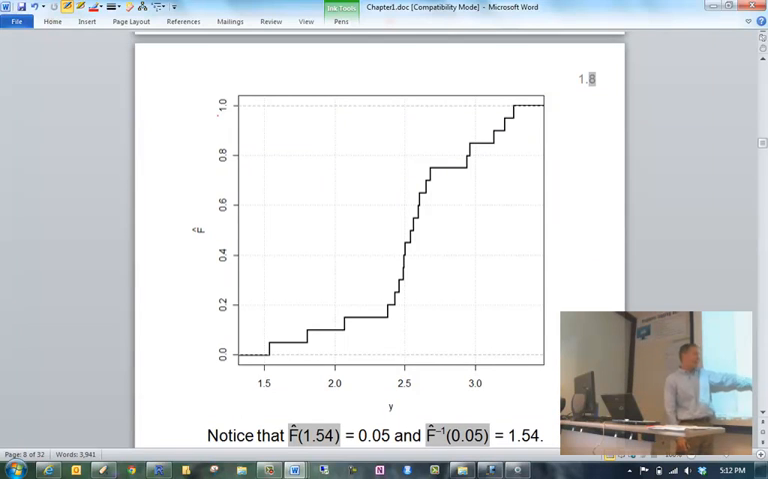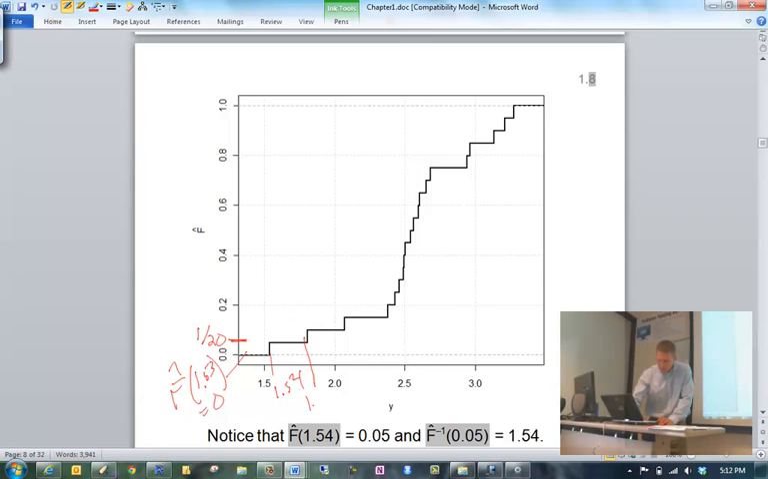We have values of y on the x-axis and values of f hat on the y-axis. Remember, the very first value we got was 1.54. So this plot is telling us that f hat for anything less than 1.54, let's say 1.53, is equal to 0. Once we hit 1.54, we take a step up, and that step is equal to 1 over 20, or 0.05, because now, in my sample, the probability of getting 1.54 or less is 0.05. The next value in my ordered sample was 1.8, and that's where the next step up comes. Now I'm at 2 over 20, or 1/10, or 0.1.